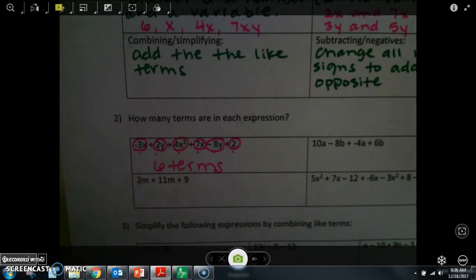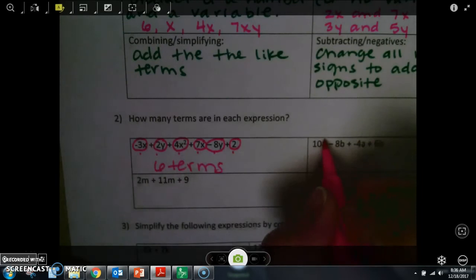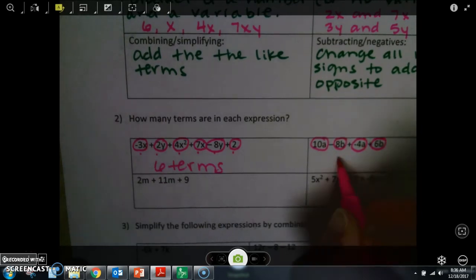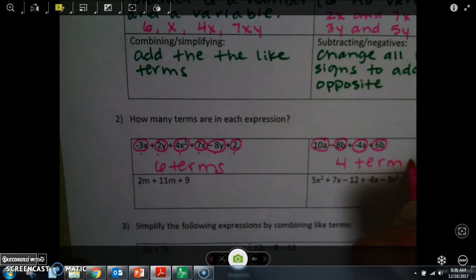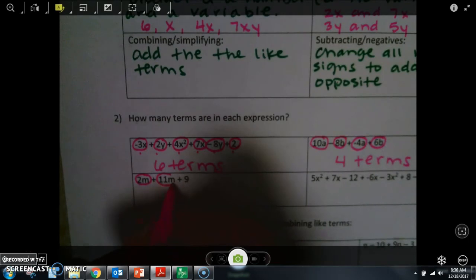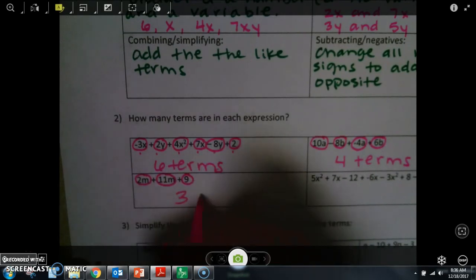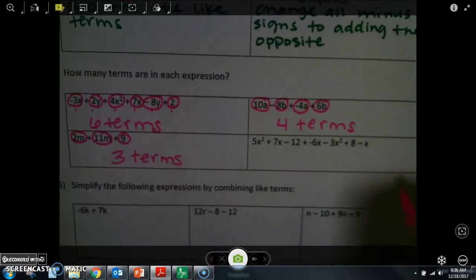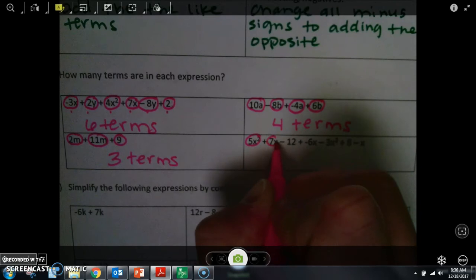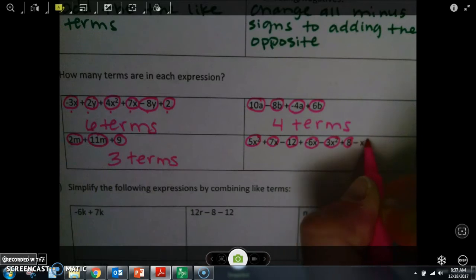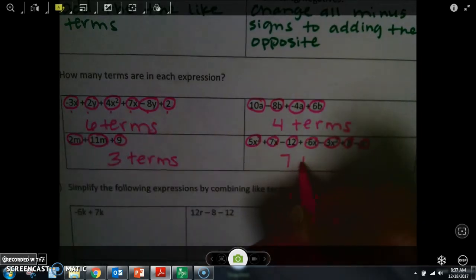All right, number 2. Let's circle. So 10y minus 8b plus negative 4a plus 6b. So there are 4 terms in that example. The third one, 2m is a term, 11m is a term, and 9 is a term. So there are 3 terms in that one. And then in the last one, there are quite a few. So 5x squared, 7x, 12, negative 6, 3x squared, 8, and negative x. So there are 7 terms in that example.